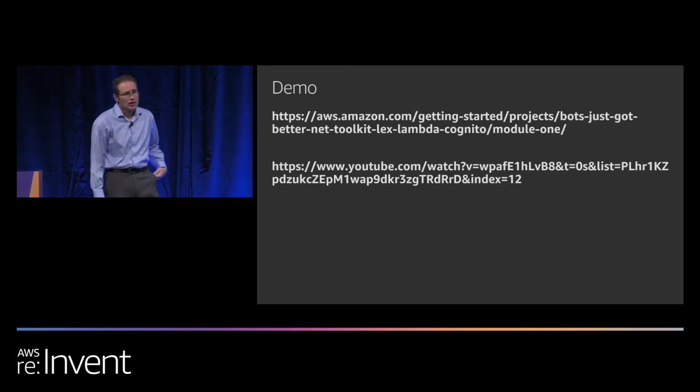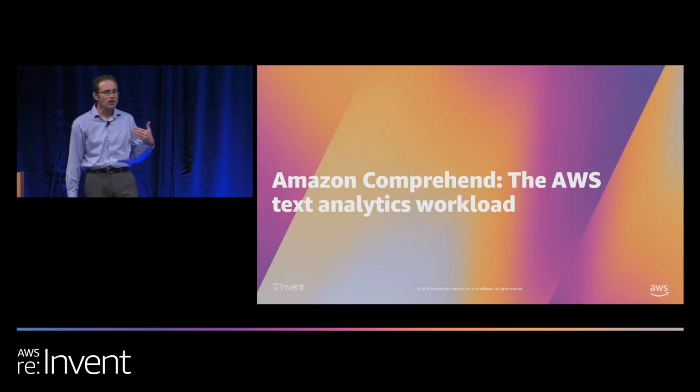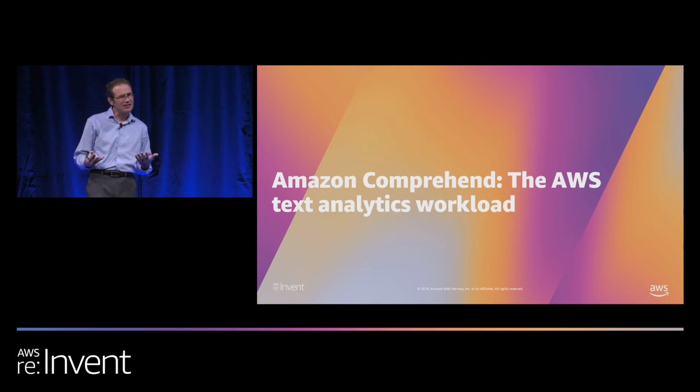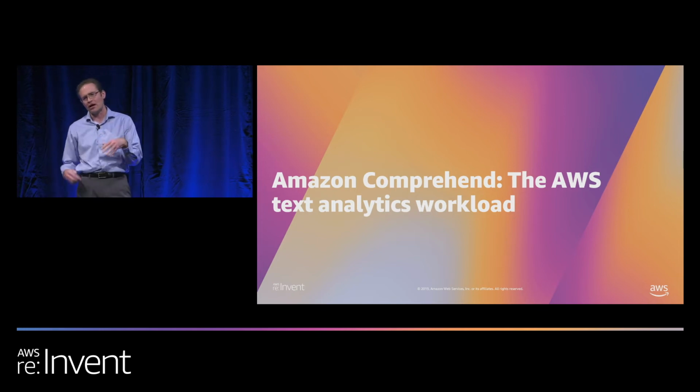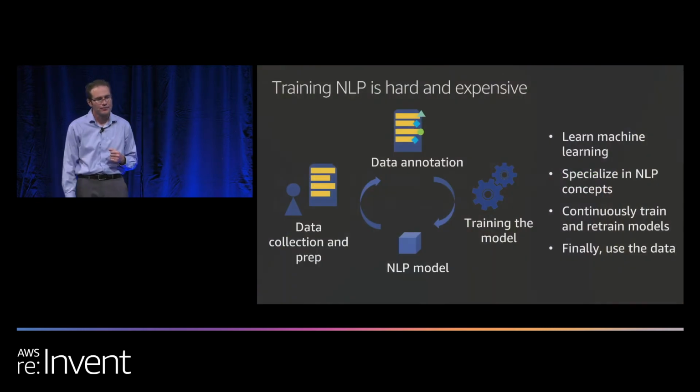OK. So the next thing we're going to talk about is Amazon Comprehend. It's all about text analytics. Now, you might be thinking, well, if I have text, don't I already have the data, right? Well, what if you wanted to uncover the underlying meaning of that text? Well, Comprehend can help you out there.